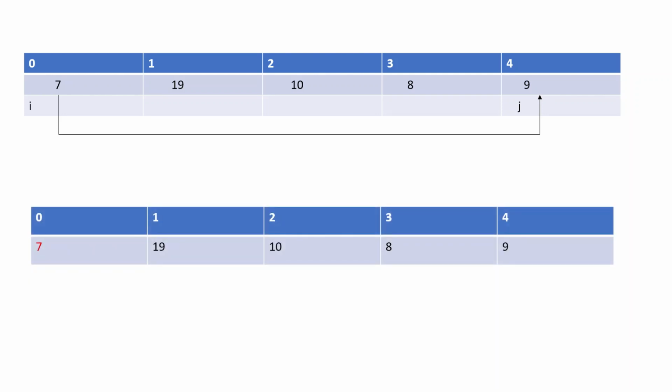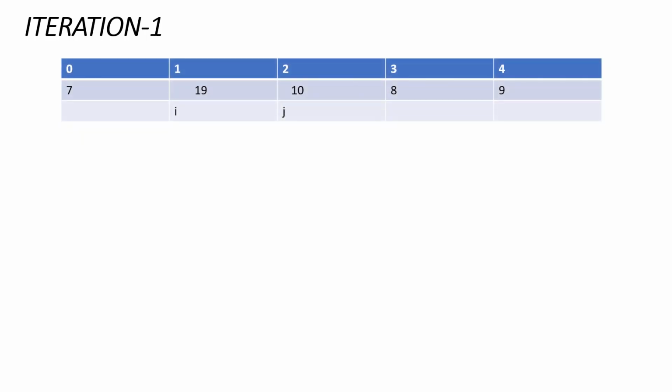So after the completion of the first iteration, the elements at indexes 0, 1, 2, 3, 4 are 7, 19, 10, 8, 9 respectively. So here 7 reaches its position. How am I saying this? Here 7 is the first smallest element among the elements in this array. That means 7 is the smallest element and it has to be at the first position. So it reaches its position. In the second iteration, the remaining elements are going to be taken.